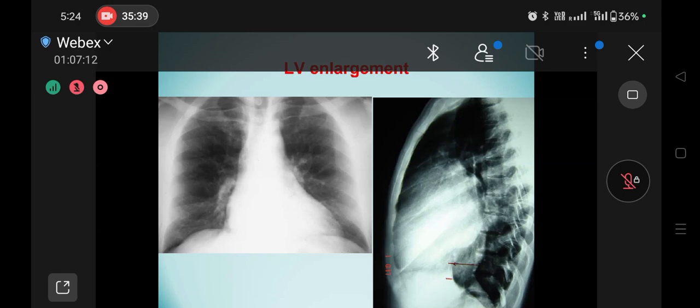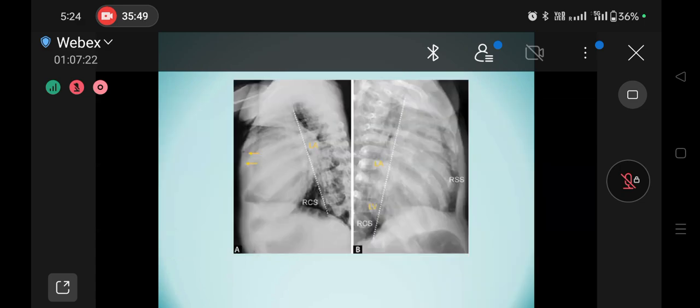Now, if you find this sign, you don't need any ECG or echo to confirm left ventricular enlargement. Okay? So that's left ventricular enlargement. Right ventricular enlargement, I already explained to you. Right ventricular enlargement is not diagnosed on a frontal chest X-ray.